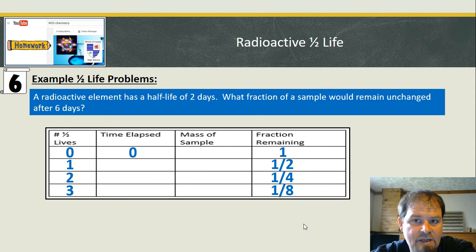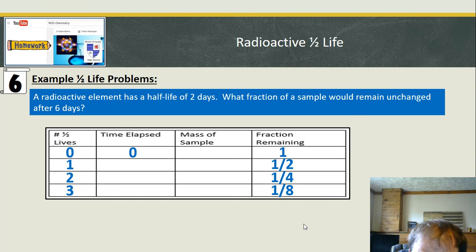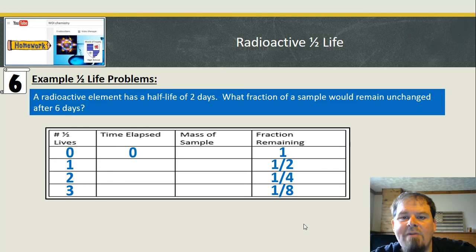Okay, and they're going to help me. So it doesn't say anything about mass, so I'm not going to fill in anything about the mass, right? It just says what fraction remaining. So if one half-life is 2 days, then under one half-life, I want to put in 2 days. And all I'm looking for is what fraction is remaining after 6 days.